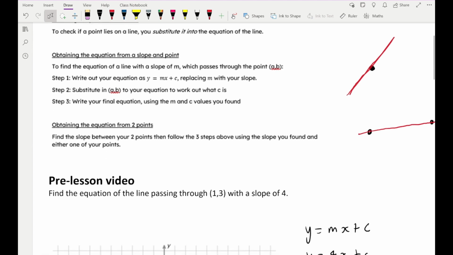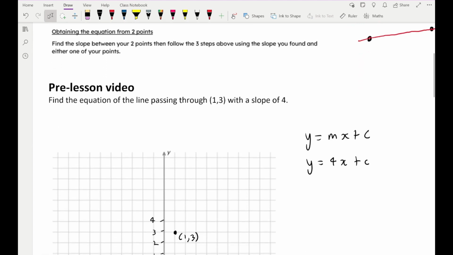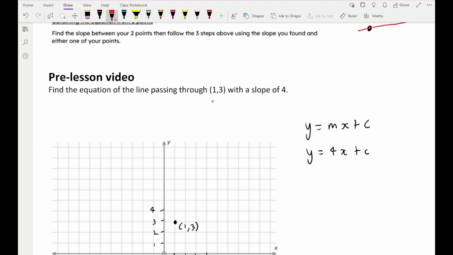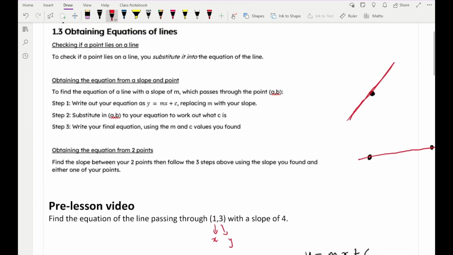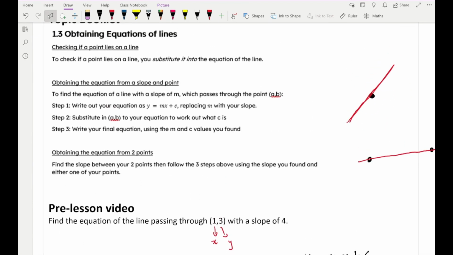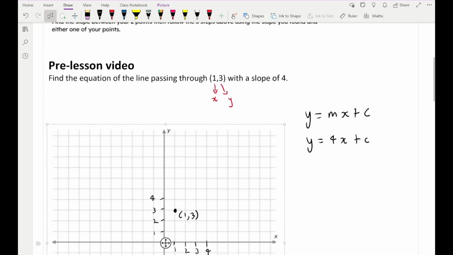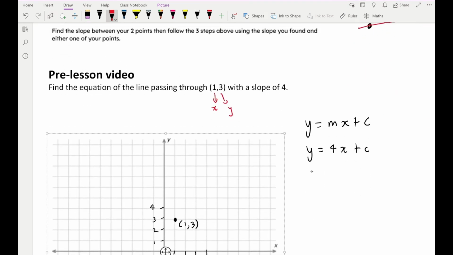Now, step 2 is to substitute in our point to the equation and work out c. So basically, I'm going to sub in this 1 for our x value and this 3 for our y value. And as we learnt last time, if the point lies on the line, then when you sub it into the equation, the left-hand side and the right-hand side should both equal each other. So let's try that out. y will now become 3 and x will now become 1. But apart from that, all the rest of the equation stays exactly the same.